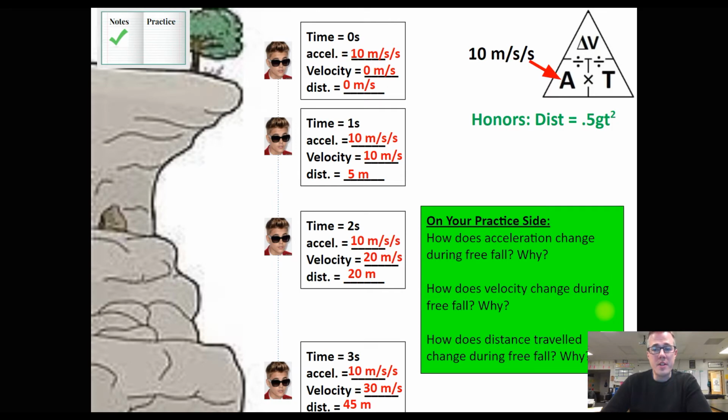Hopefully you wrote down that acceleration is not changing, and that's because gravity is a constant as you're on the planet. That's the acceleration of gravity, and it doesn't change on Earth. The next one, how does velocity change? Well, we were adding 10 every time because acceleration tells us to add a certain amount every second. And then the distance traveled got greater and greater and greater every single second, and that's because Bieber was going faster and faster and faster. The faster you go, the further you travel in a second.